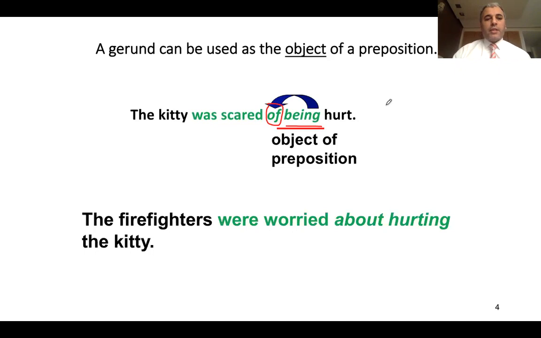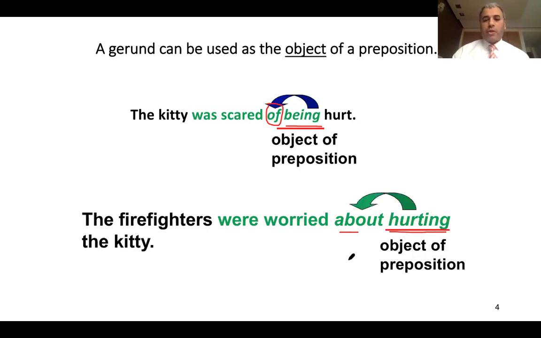Another example for you is: the firefighters were worried about hurting the kitty. So here again, we have a gerund, and this gerund is used as the object of the preposition about, and we know that only nouns can function in this way. So hurting is the object of the preposition, okay? So these are the functions for which gerunds are used.